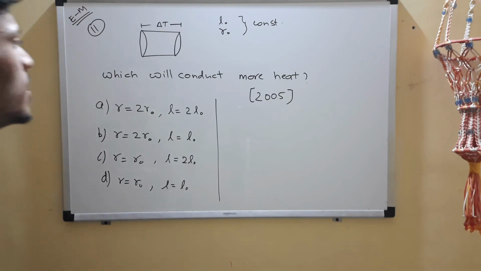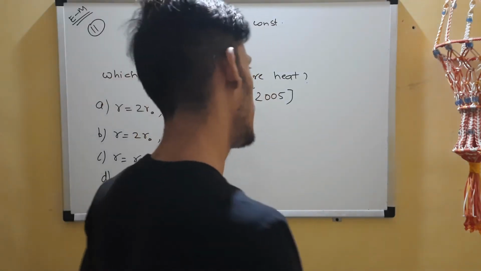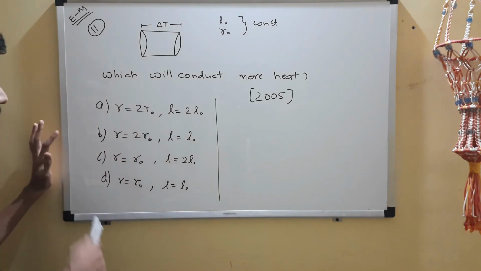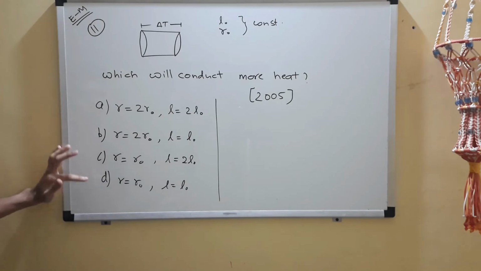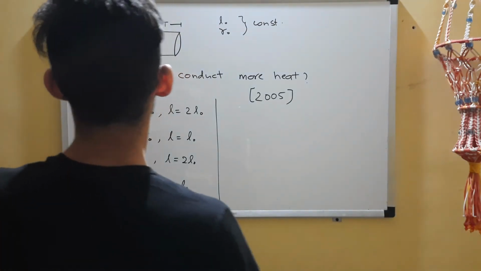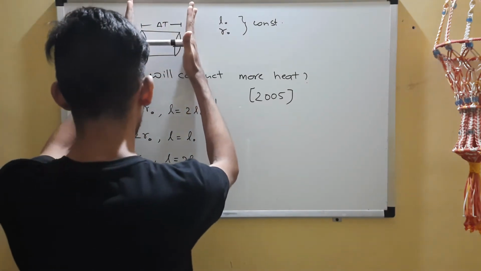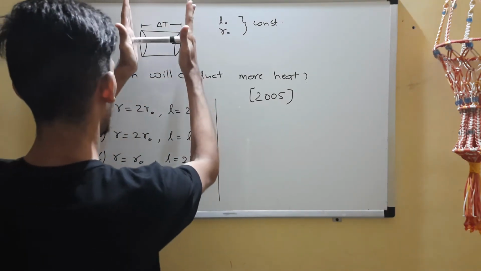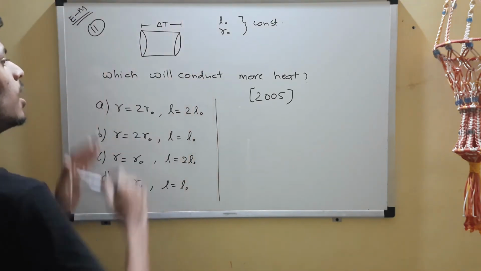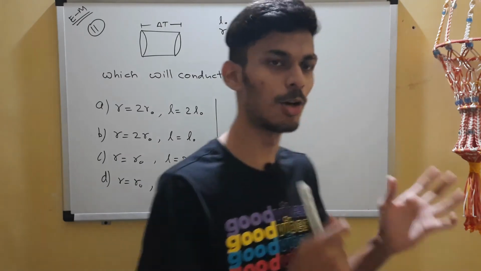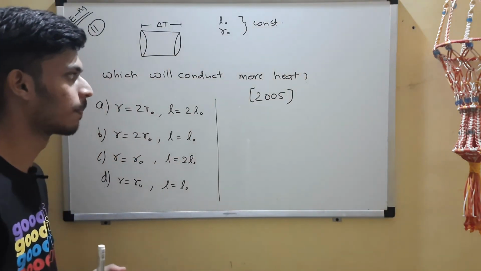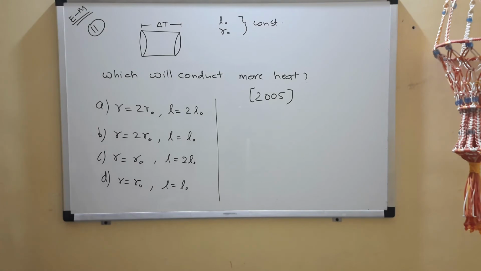Question 11. In this question we have 4 rods. Each of these rods is made up of the same material but they differ in dimensions. You can see their dimensions over here, each of the rods with their respective dimensions. R represents radius, L represents length. Each of these rods has both its ends maintained at a temperature difference of delta T. You are supposed to find the rod which conducts more heat. You can give it a try. You can pause and try. I'll do it in 3, 2, 1.